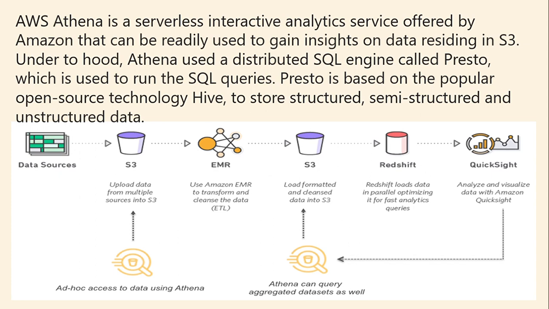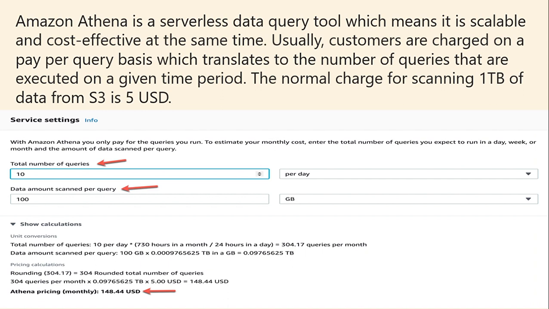If you have a CSV file, for example, stored in an S3 bucket, you can use Amazon Athena to query it. You don't need to write even a single line of code to query those CSV files stored in the S3 bucket. Amazon Athena is a serverless data query tool, which means it is scalable and cost effective at the same time. Usually customers are very conscious about the cost that they have to pay.